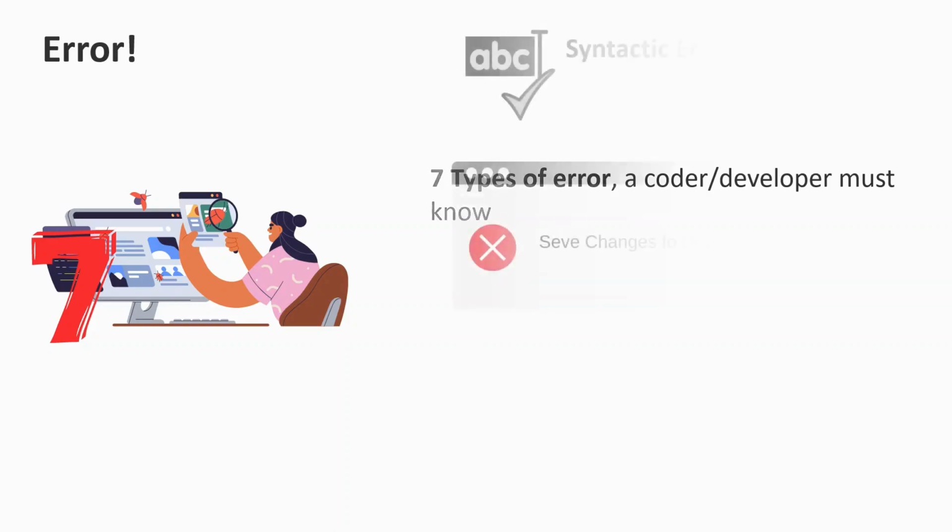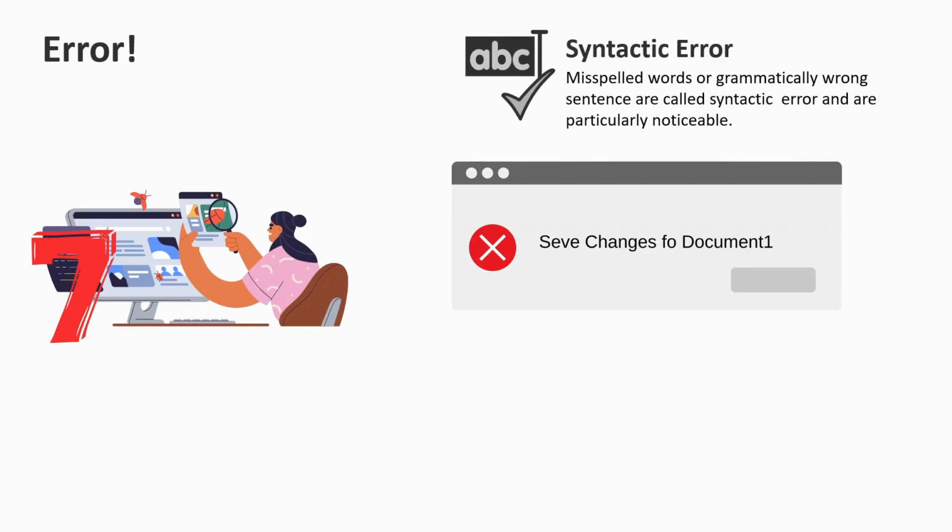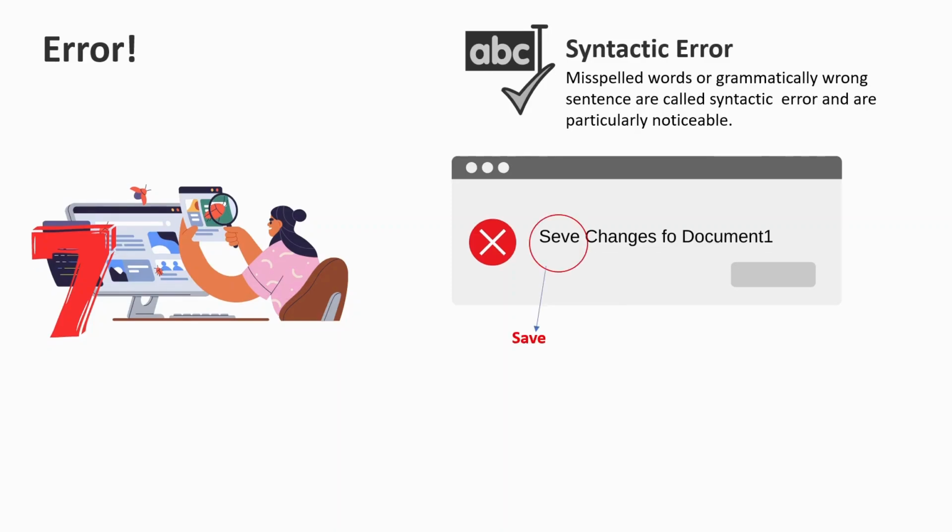The first in the list is syntactic error. We must not really confuse it with the syntax error. Syntactic errors are the misspelled words or grammatically wrong sentences that are particularly noticeable. In the example, the spelling of save is incorrect. By replacing E with A, we rectify the error.